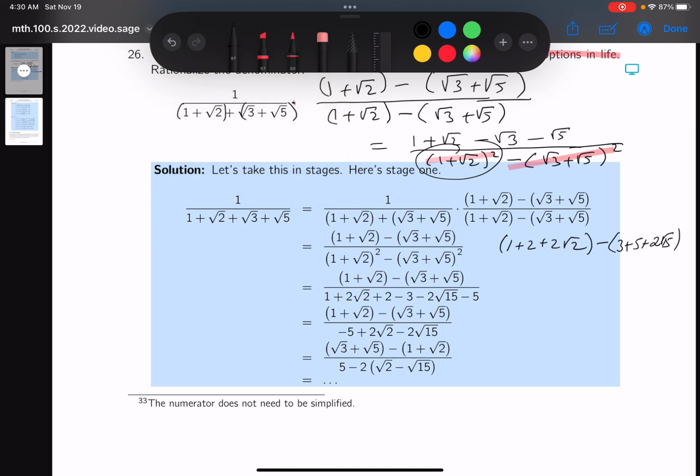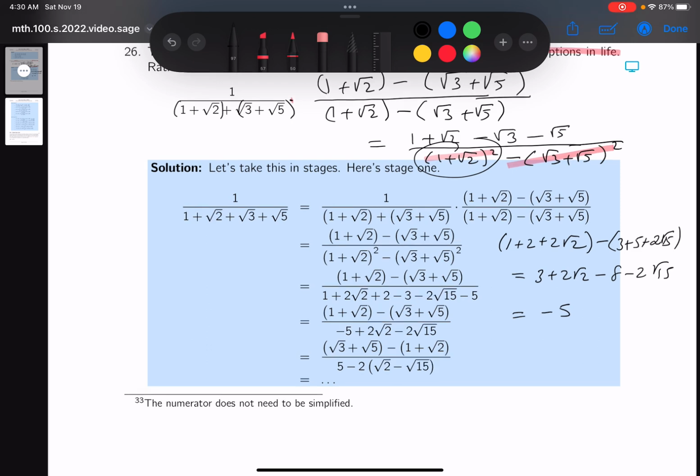What are you going to get? Let's see. You're going to get 3 plus 2 root 2 minus 8 minus 2 root 15. What do you get there? Let's take a look. You get minus 5 plus 2 root 2 minus 2 root 15. All right? So the bottom is relatively simple. Now let me show you where this stuff is written.